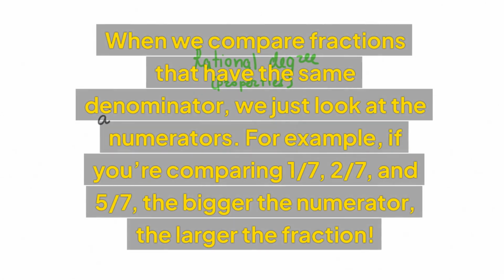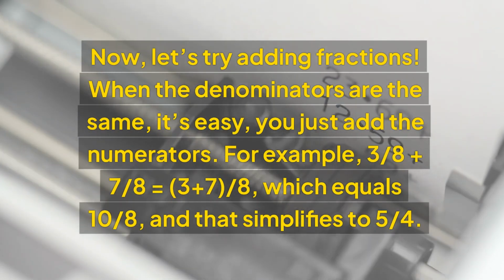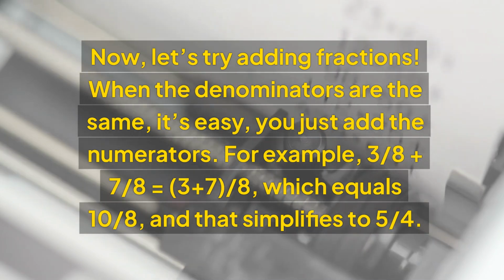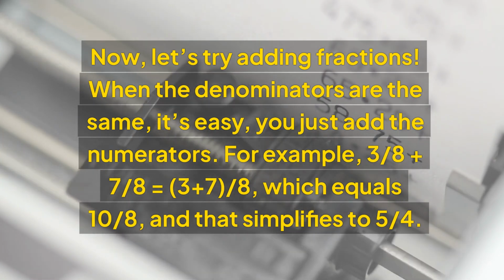When we compare fractions that have the same denominator, we just look at the numerators. For example, if you're comparing 1/7, 2/7, and 5/7, the bigger the numerator, the larger the fraction. Now, let's try adding fractions. When the denominators are the same, it's easy, you just add the numerators. For example, 3/8 plus 7/8 is equal to (3 plus 7)/8, which equals 10/8, and that simplifies to 5/4.